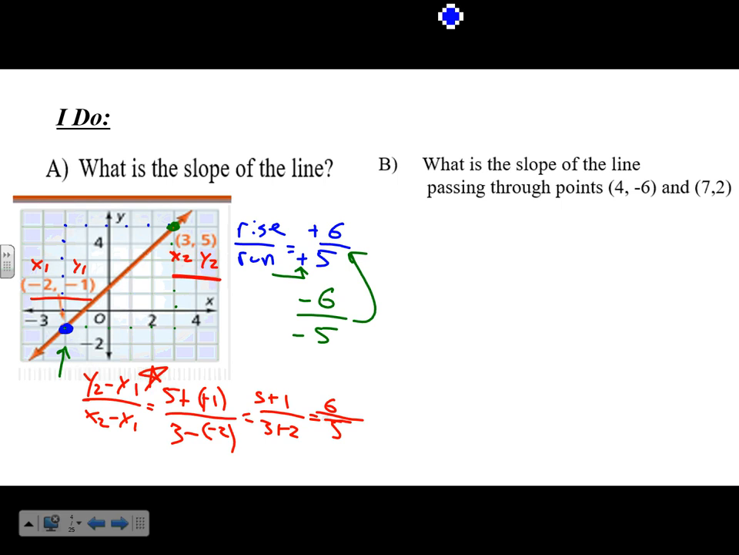So what about this one? This is what's the slope of the line passing through these points. Since you don't have the graph, it's a lot harder to just count how much you go up and how much you go over.